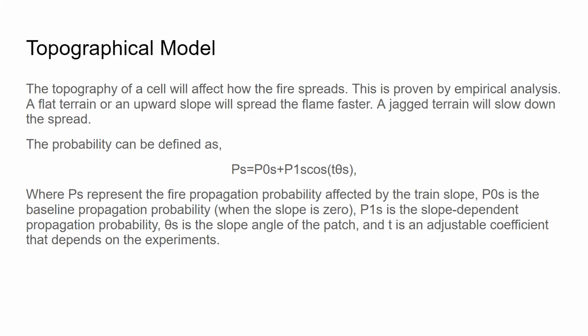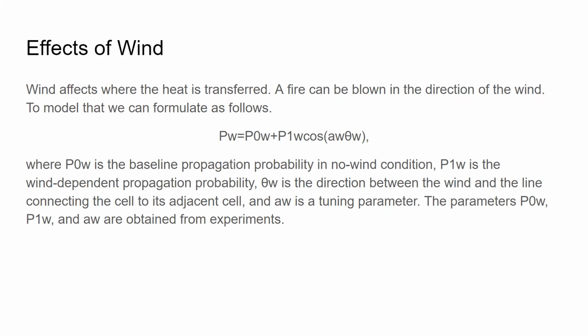And a topographical model. The main factor in the topographical model is the slope. Based on the slope, it determines how fast the fire spreads. A jagged terrain will definitely suppress the fire more than a downward slope. This model can be represented by this equation. The probability of the fire spreading for a particular slope is a component of the probability of spreading with zero slope and the probability of it spreading with full slope, that is 90 degrees, and for various other angles, we can add a cos theta component to it, and this is how the model is represented.